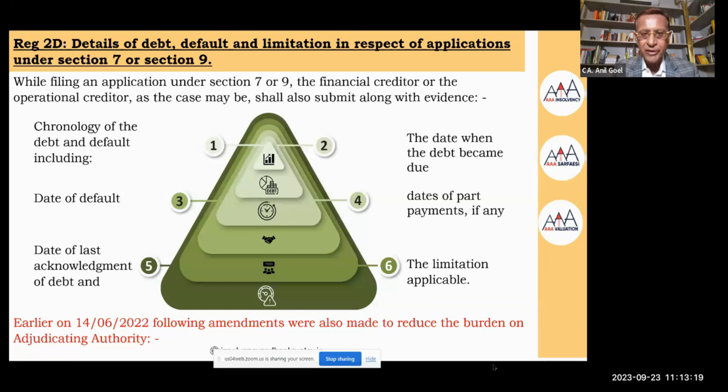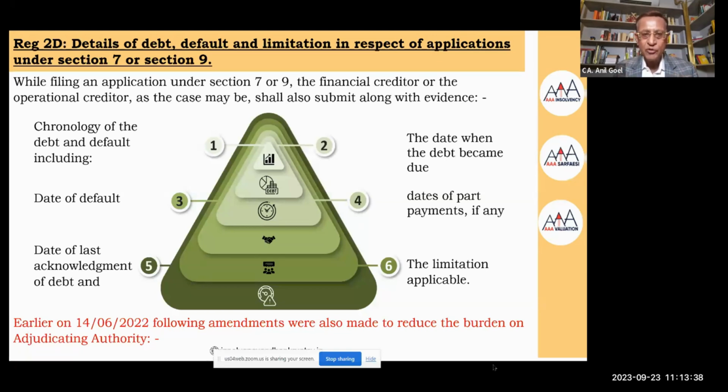So this entire process of defining the chronology, date of the debt becoming due, date of default, dates of part payment, dates of acknowledgement, and the limitation applicability will be part of the application.